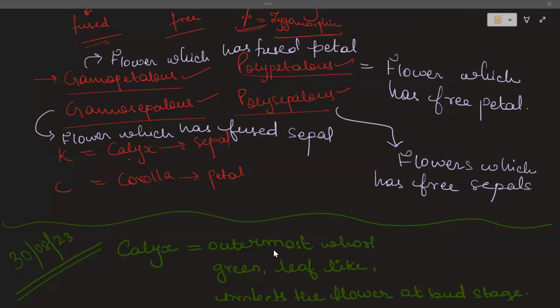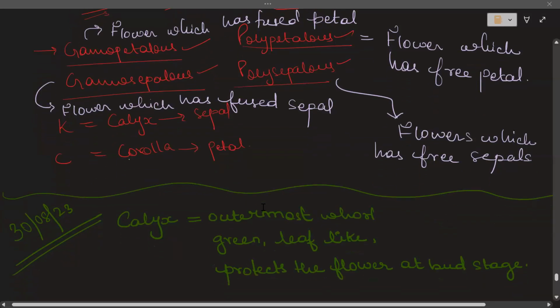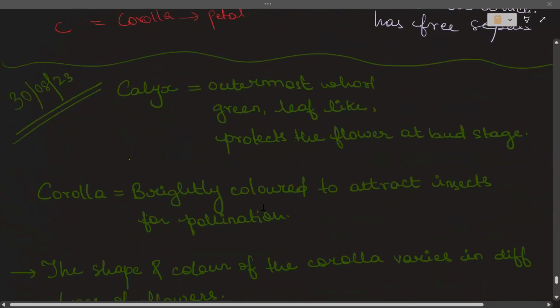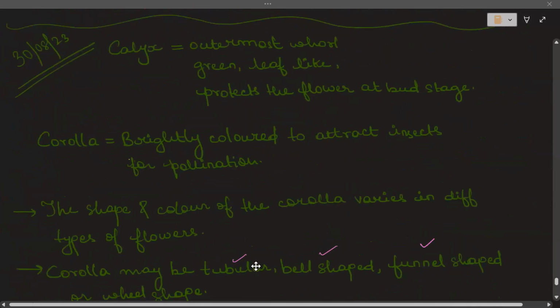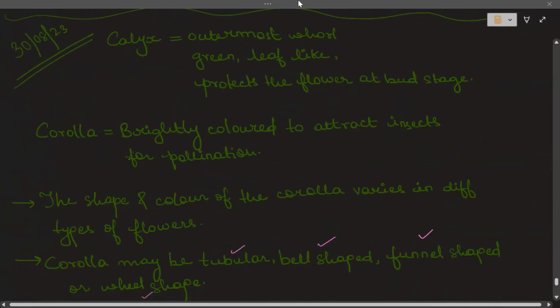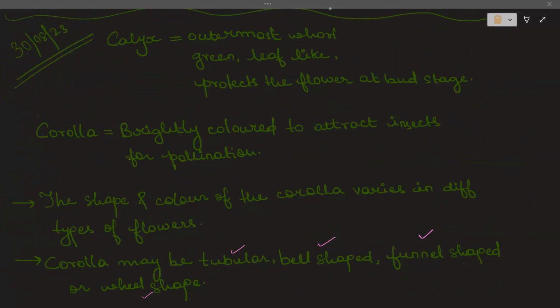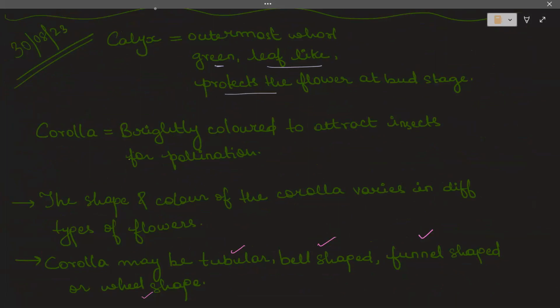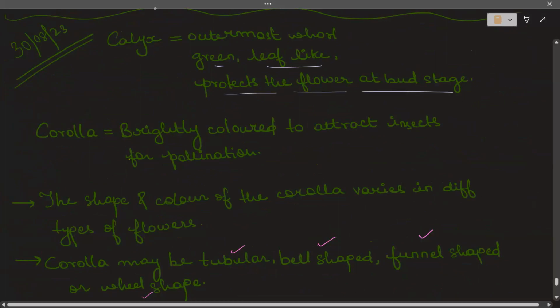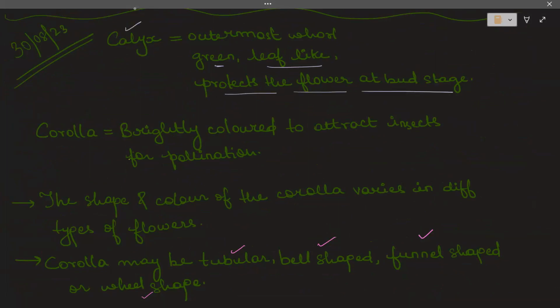Okay, everyone's done? Yes, ma'am. All right. Now, if you want to give a more proper way to define calyx, we'd say that it is the outermost whorl, it is green and it is leaf-like. And what does it do? It protects the flower at the bud stage. So that is what calyx is.